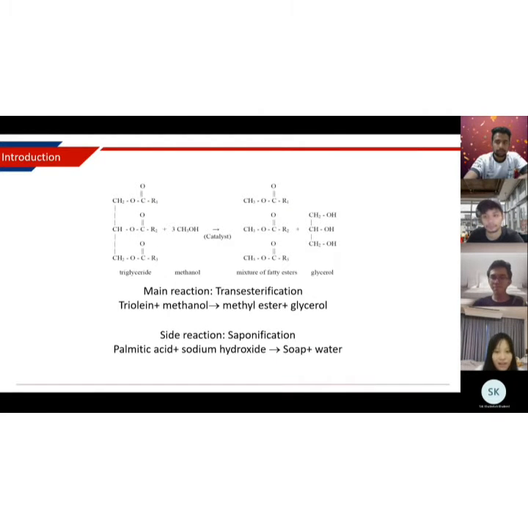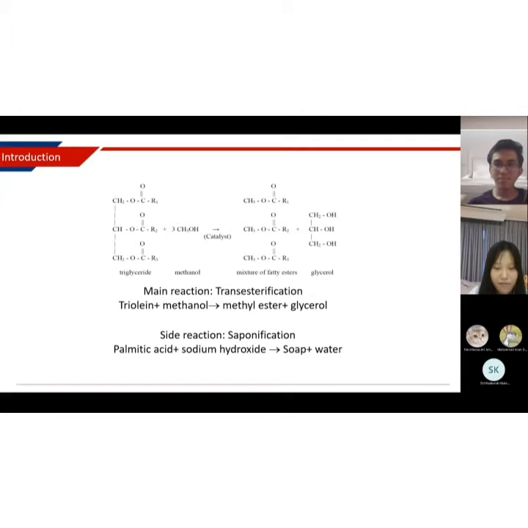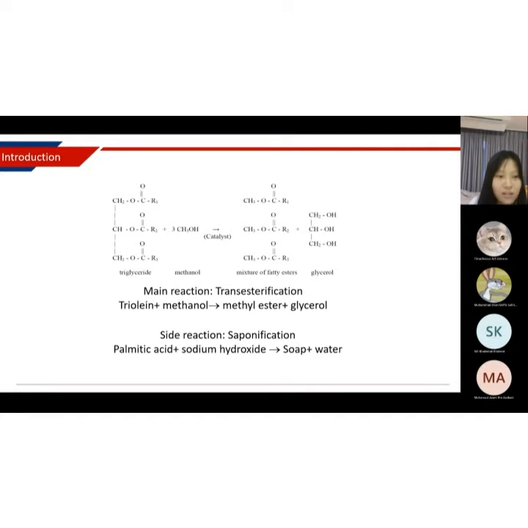So for our case study, our main goal is to produce 3,000 tons of biodiesel a year from palm oil. The main reaction here is transesterification, which is a reaction whereby triglyceride reacts with methanol aided with a catalyst, and we will get a mixture of fatty esters and glycerol. The fatty esters are also known as biodiesel, and the byproduct glycerol can be used in other industries as well.